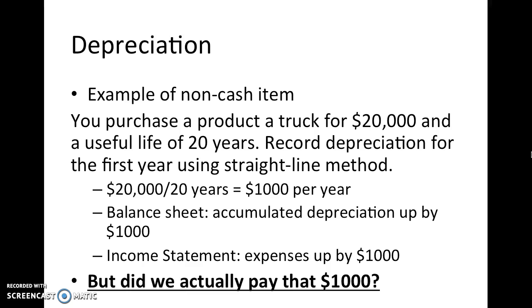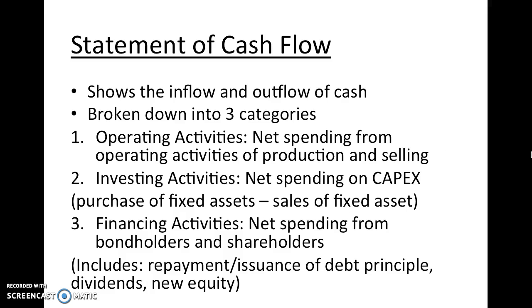Now, how is that going to affect things? Simply put, our expenses are going to go up by 1,000, and our accumulated depreciation will also go up by 1,000. One more thing on the balance sheet you can look at is your retained earnings will also decrease on your balance sheet. That is something that should have been shown on that slide. So retained earnings will also go down. Okay, but did we actually pay that 1,000? No, we did not pay that 1,000. It's a non-cash item. This is where things will look much differently on your cash flow statement.